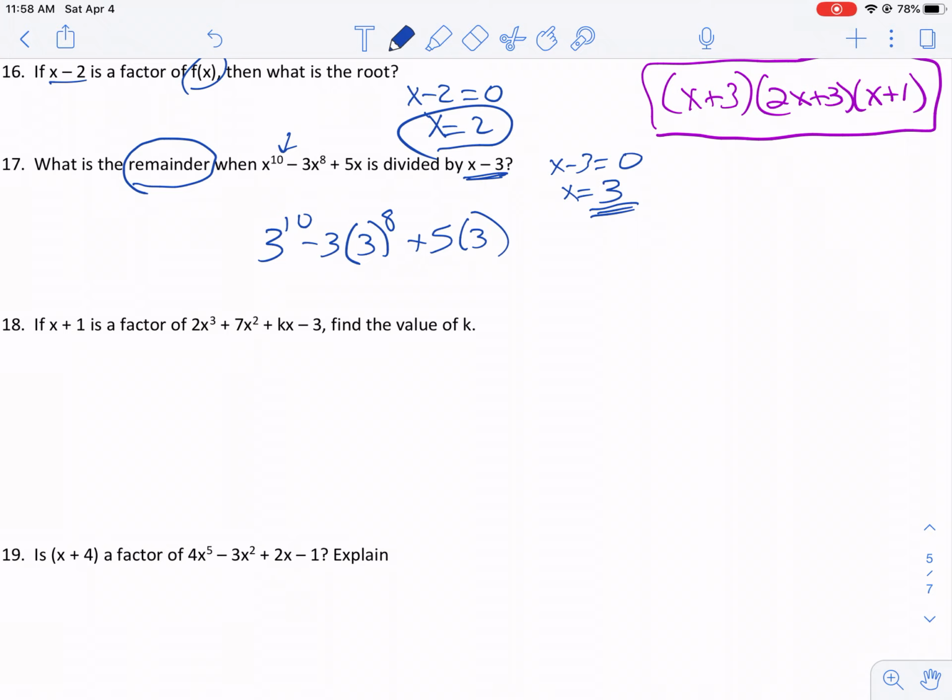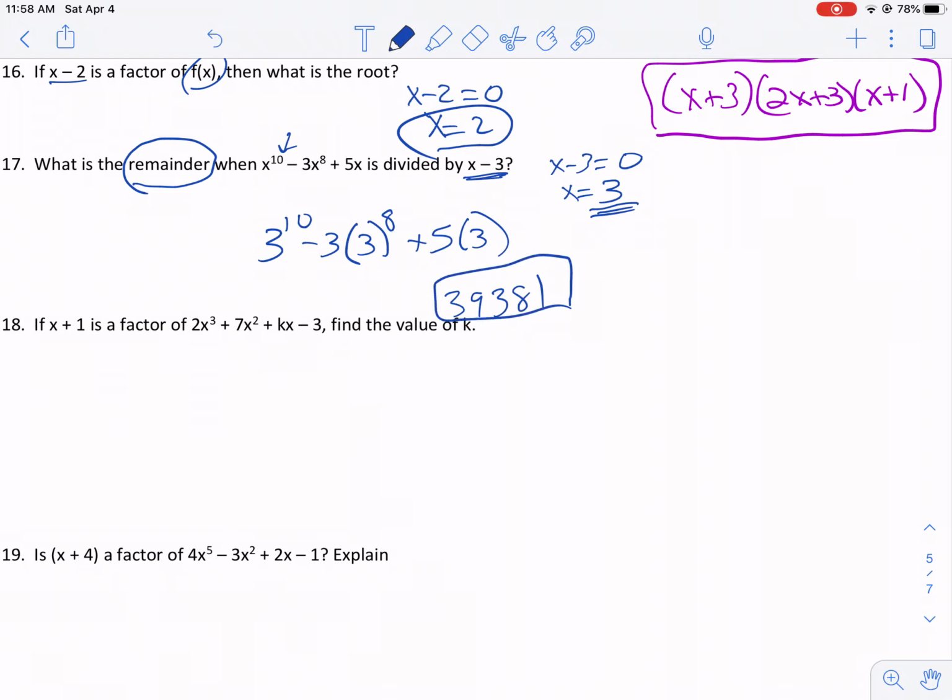Alright, 3 to the 10th minus 3 times 3 to the 8th plus 15. Well, I'm getting 39,381. Seems a little high to me. Yeah, okay. So, there's our remainder.